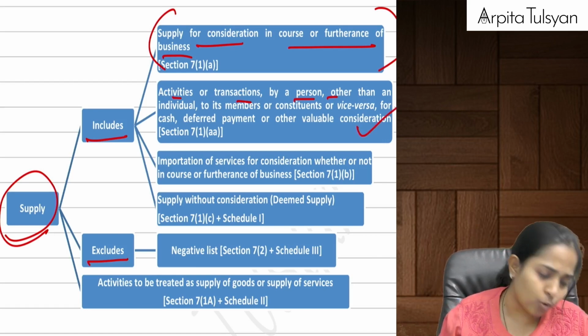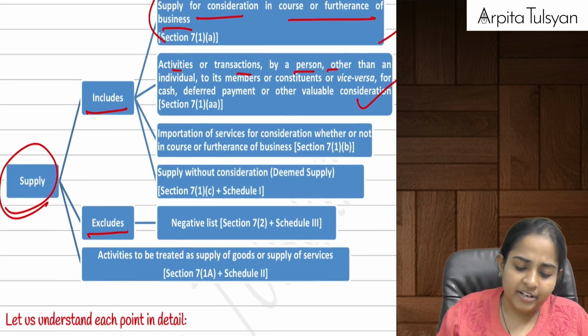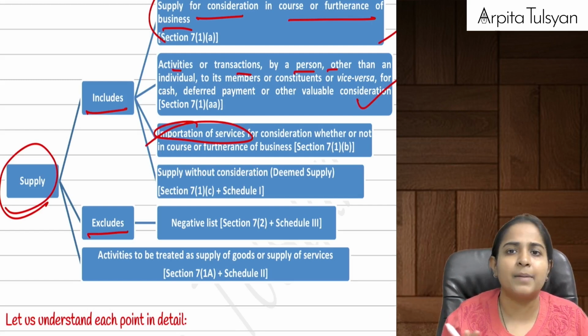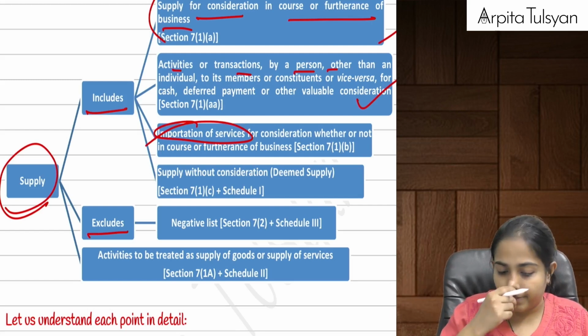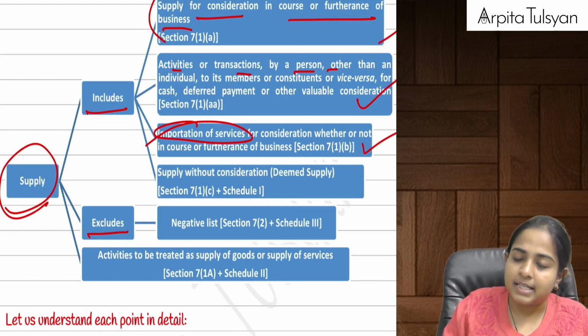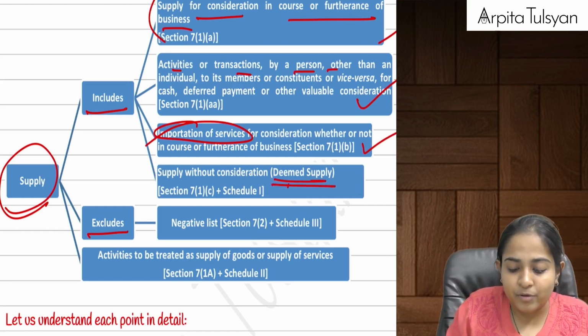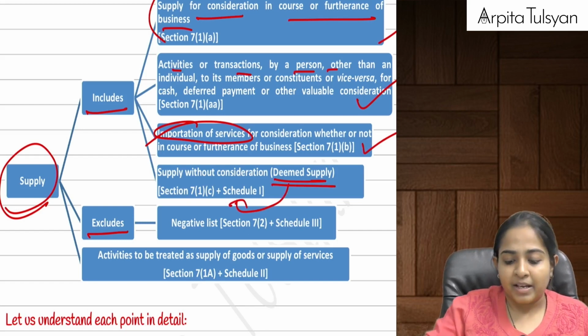Yes, it is done in the course of business and it is done for a consideration. Then importation of services for consideration, whether for personal purpose or for any other purpose or business purpose, even that was considered as a supply. Then the next one, deemed supply. Deemed supply was given in schedule number 1, right?